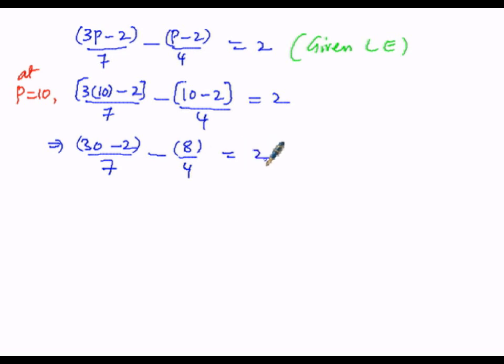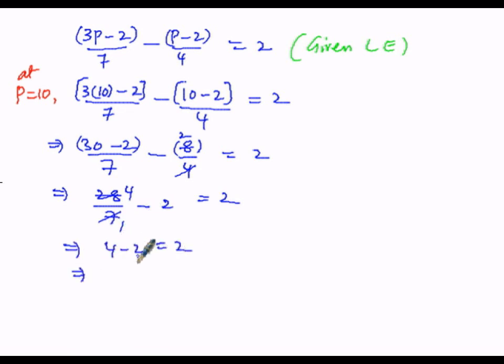We can simplify further: 4 ones 4 twos, so 30 minus 2 is 28 overall divided by 7 minus just 2, equals 2. Here we can simplify as 7 fours are 28, so 4 minus 2 is equal to 2, and 4 minus 2 is 2, that is equal to 2. The left hand side and right hand side quantities are equal, the condition is true. Since the condition is true, hence it is verified.